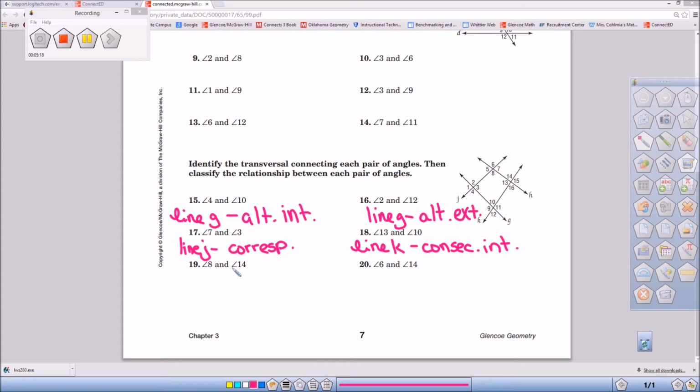Angles 8 and 14 are going to be on transversal H, and they are alternate interior. And angles 6 and 14 are on transversal line H as well, and they are corresponding.